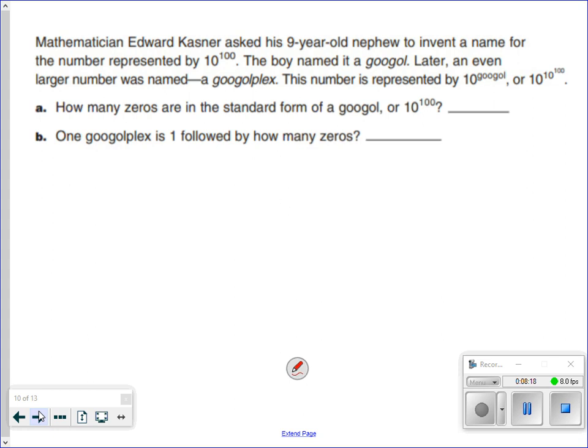How many zeros? There are 100 zeros, right? Because the zeros there. One Googolplex is followed by how many zeros? 10 to the 100. I'm not asking you to have this memorized or anything. That's just kind of an interesting problem.